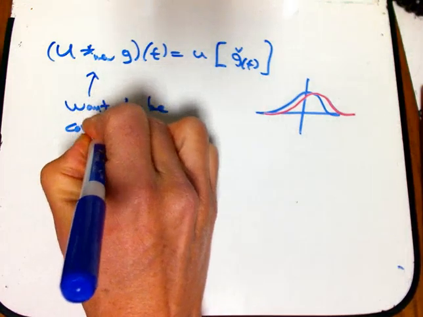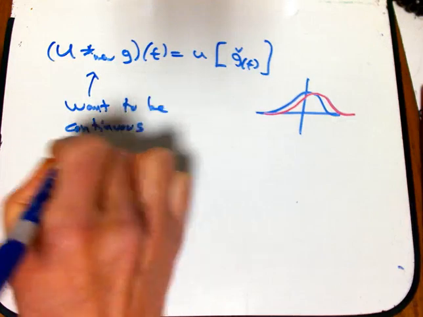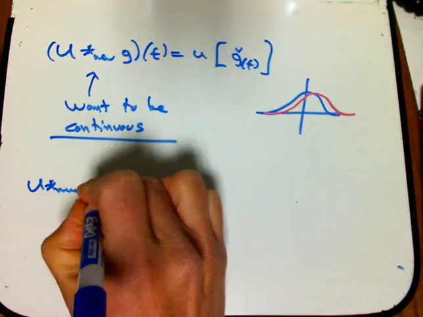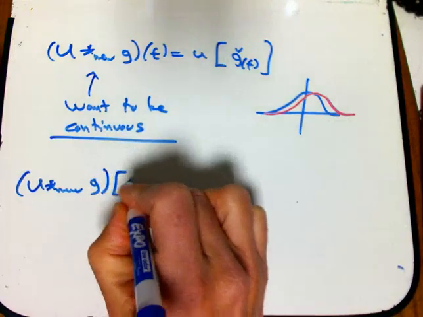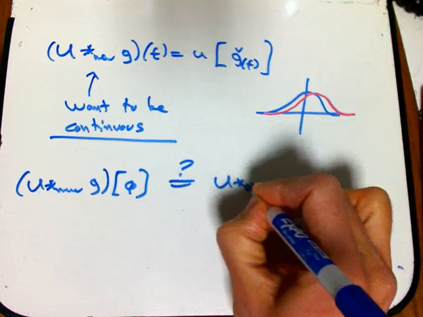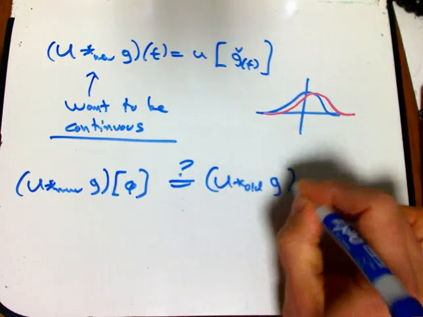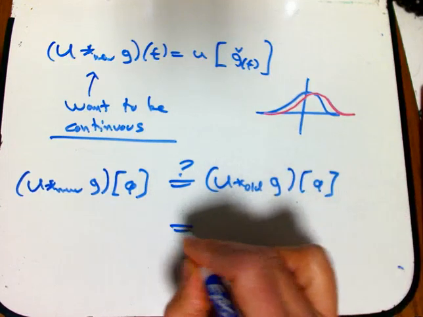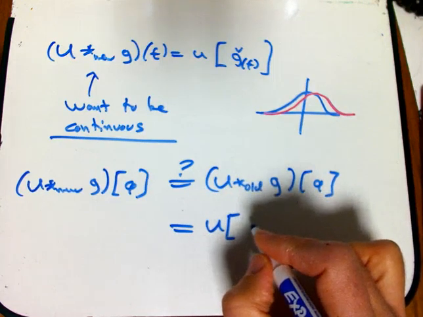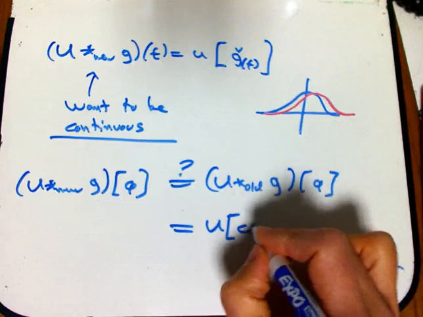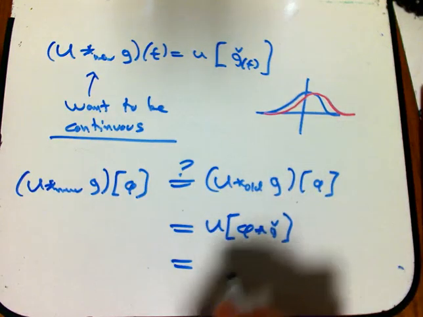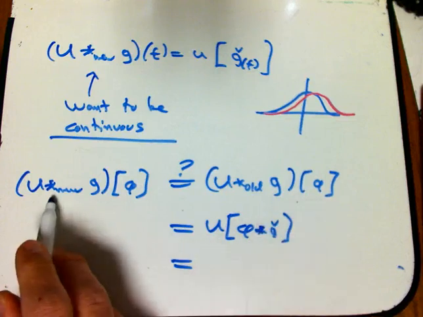Okay, that's a good thing because the compatibility condition I just wrote down, let's write it down one more time and be really explicit about it. U star new g, thinking of it as a distribution acting on phi, we'd like that to be U star old g acting on phi. By definition, this was U acting on, let me just get the checks right, phi star g check. Okay. We'd like that to be compatible with this guy.